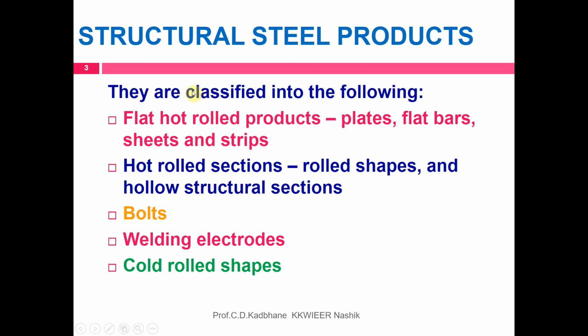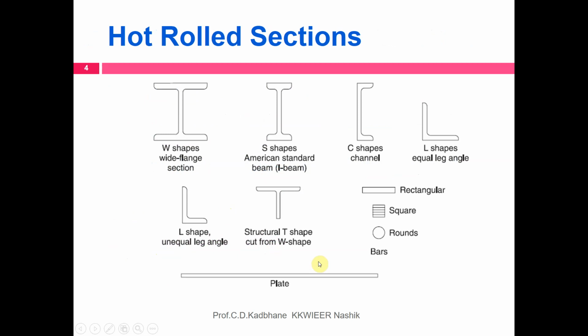So now these structural steels are classified into the following: the flat hot rolled products, plates, flat bars, sheets, and strips; hot rolled sections, that is rolled shapes and hollow structural sections; bolts, welding electrodes, cold rolled shapes. Now, in case of hot rolled sections, there are different shapes available, and number one is the W shapes, or it's also called a wide flange section. Here, the flange's width is wider as compared to a regular I section.